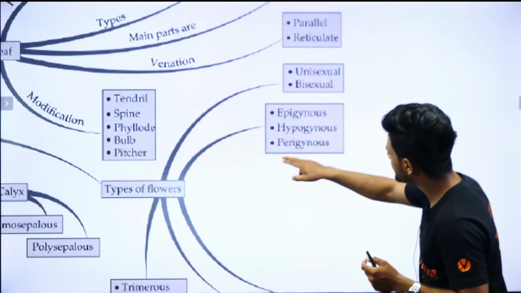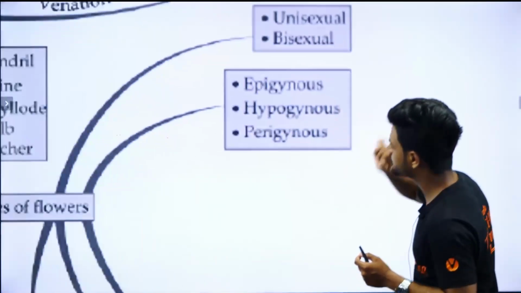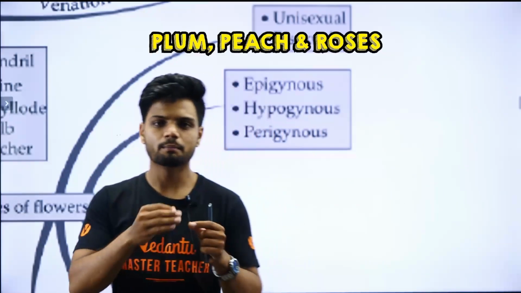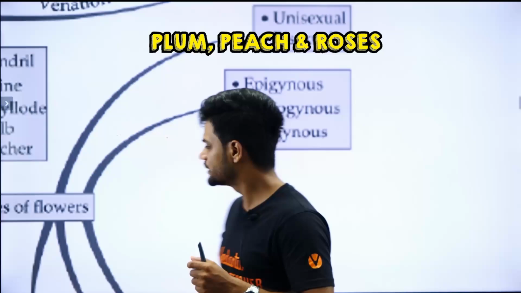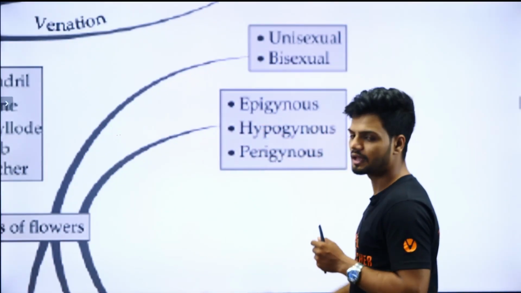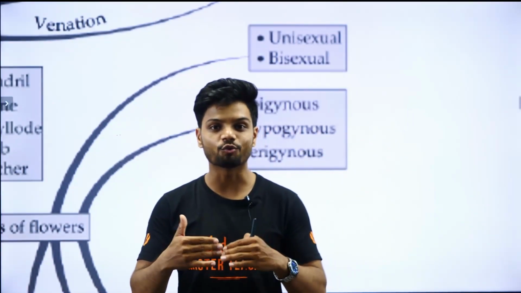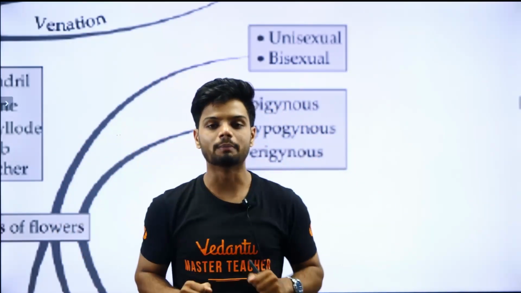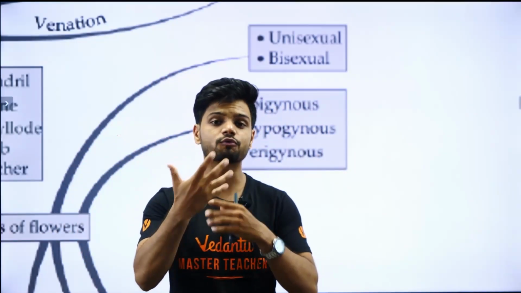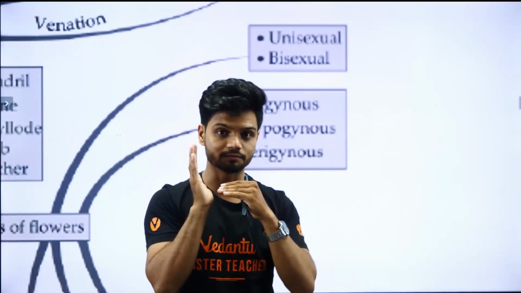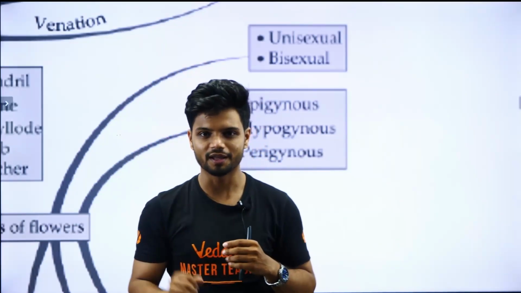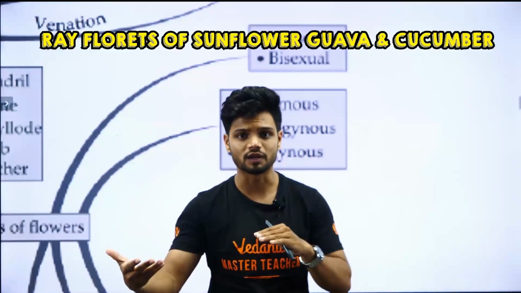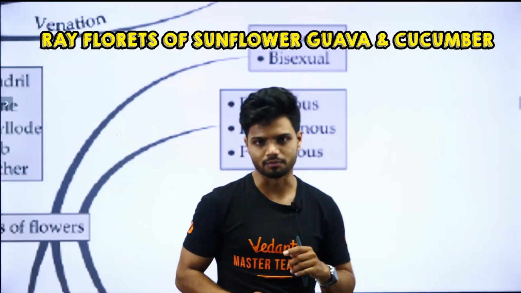Then we have perigynous. In perigynous condition, it's also called as half inferior condition. Example is going to be your plum, peach and roses. Then we have epigynous condition. Epigynous condition is called as inferior ovary, in which the ovary is completely enclosed by the thalamus and all the floral appendages are above the ovary. Example, very important again. Here was a question which is asked in your last PYQ, that is ray flowers of your sunflower. Other example is your cucumber.